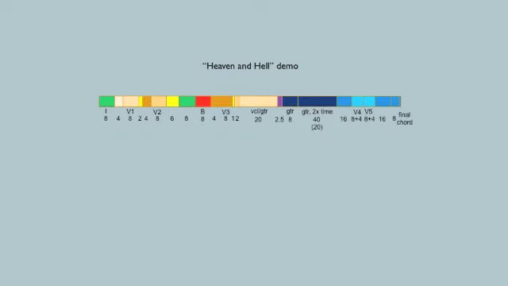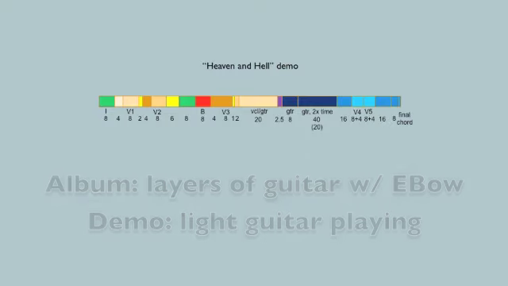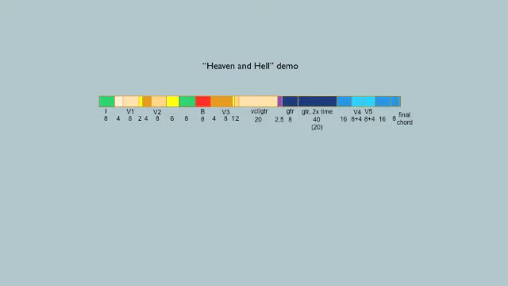You'll see it's a little bit darker because we have these sustained guitars. Now, on the studio version, there's layers of guitar with, I'm pretty sure, an ebow playing this, sustaining the string. But of course, this is just Tony playing in a room, so let's hear how he plays through the chords very lightly.